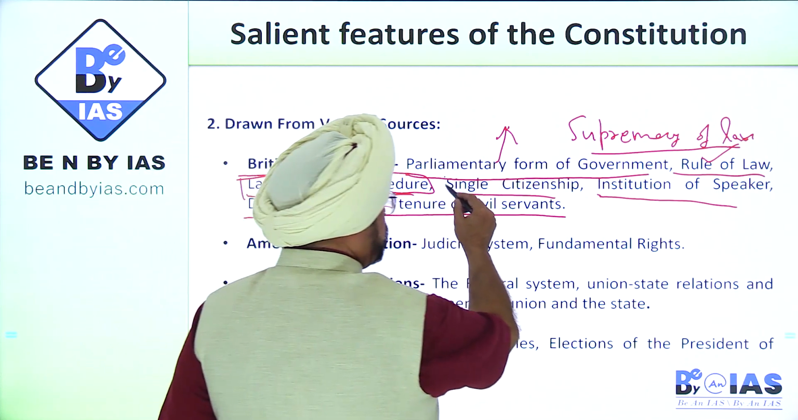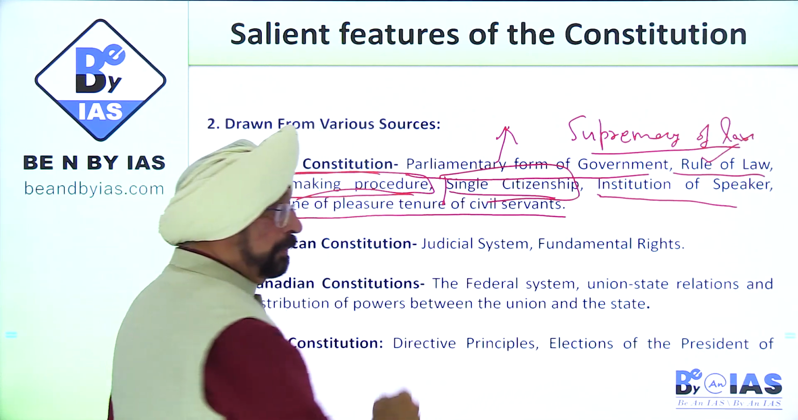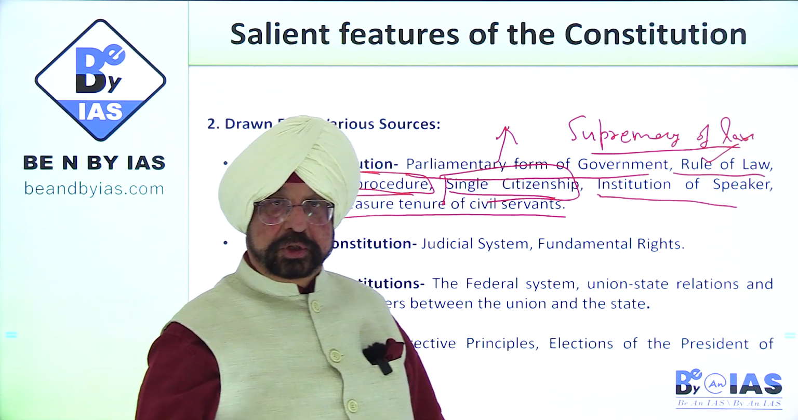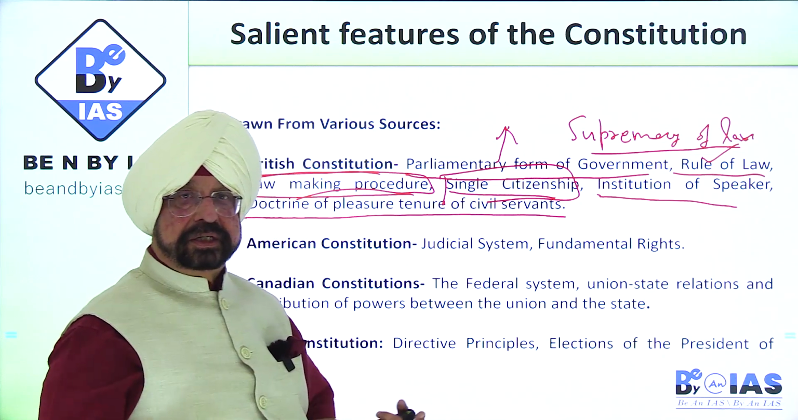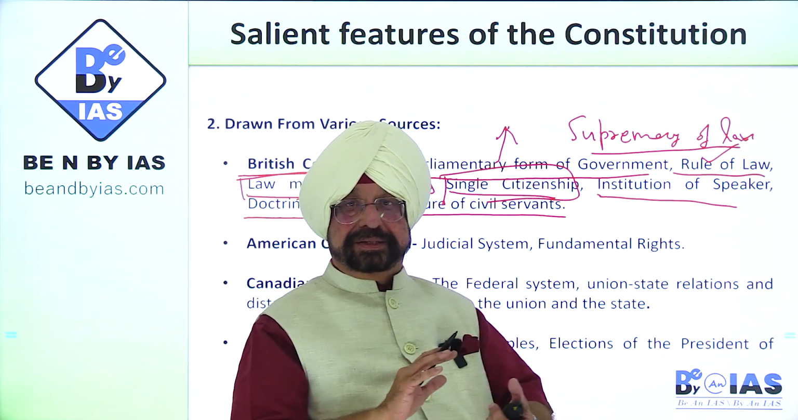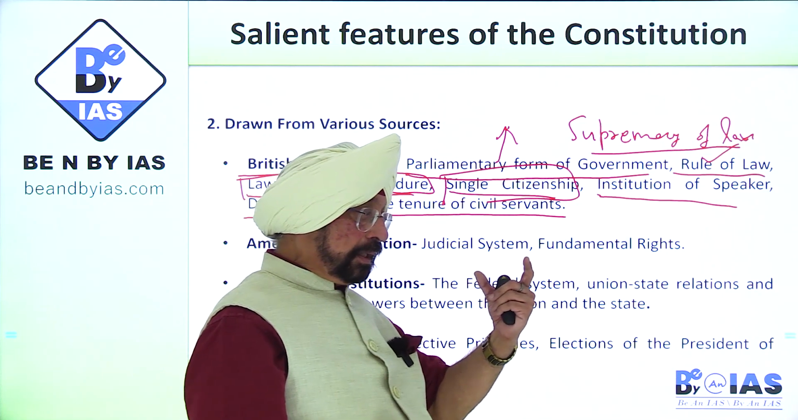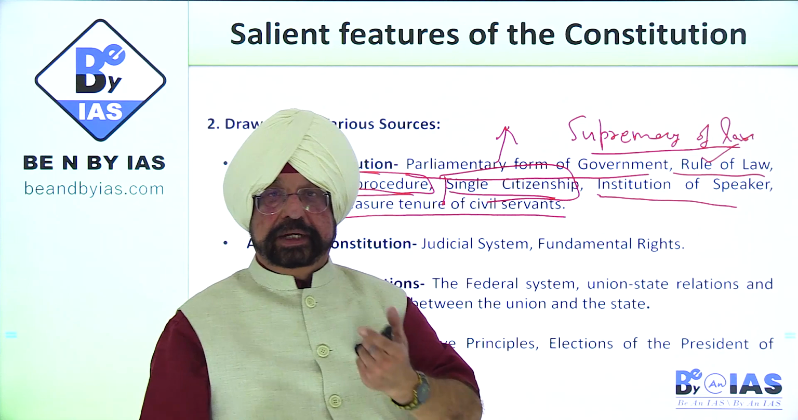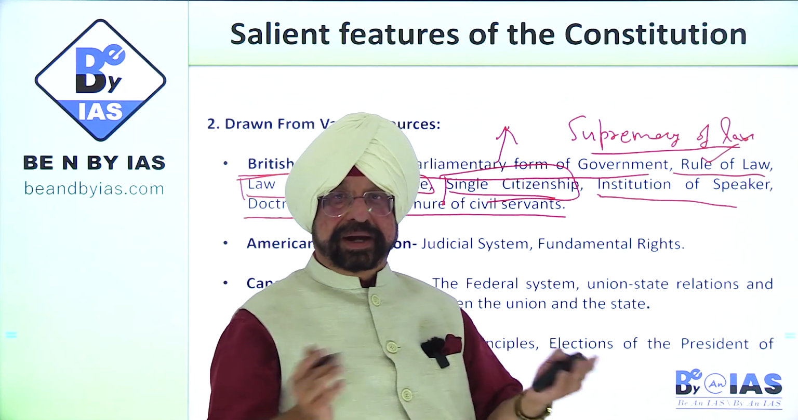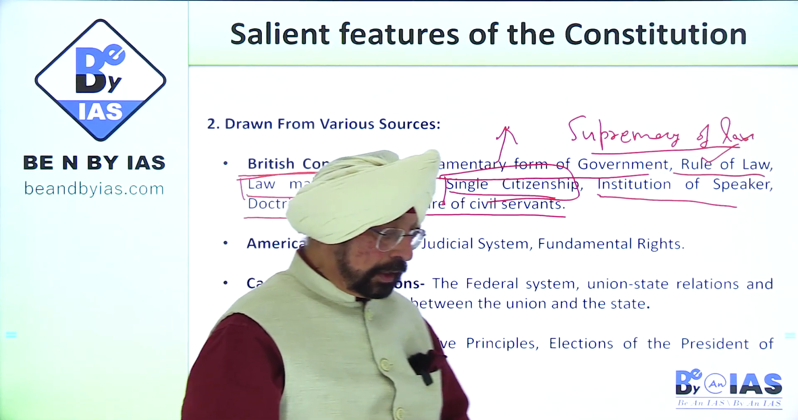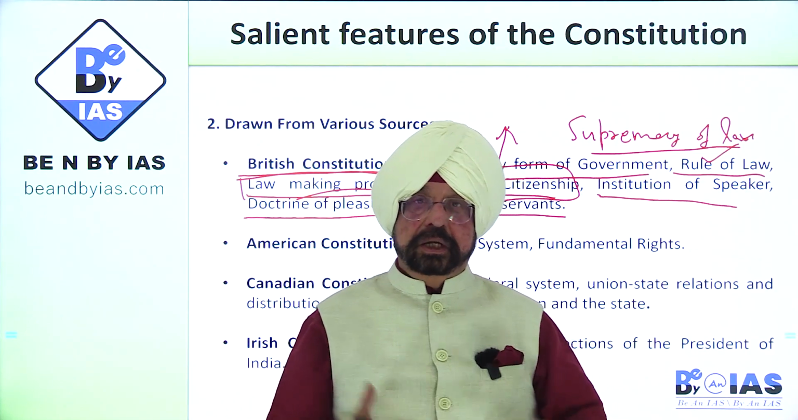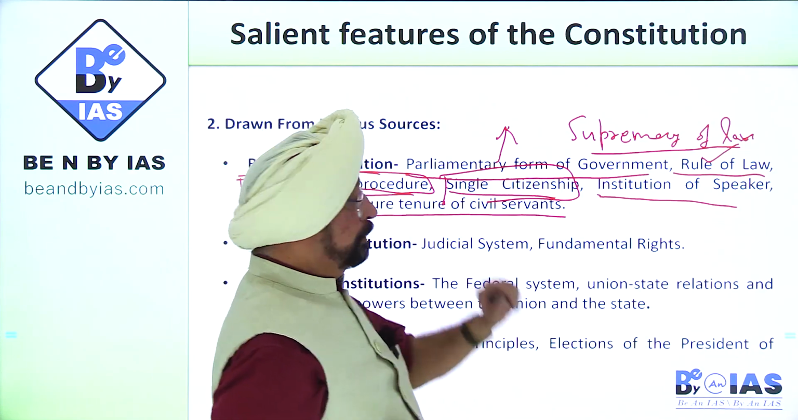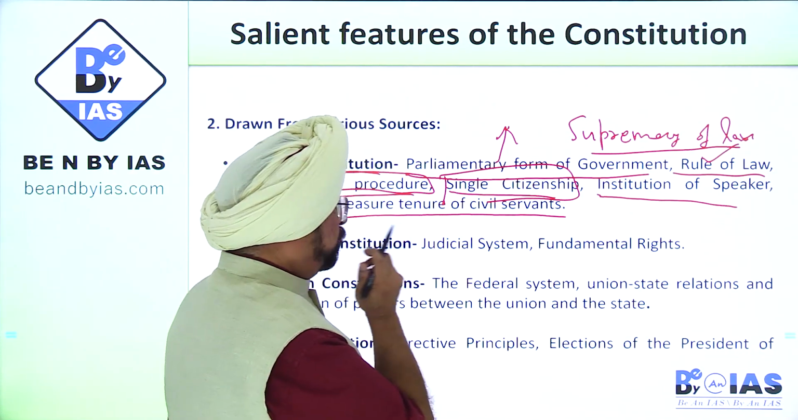We have single citizenship as compared to dual citizenship in the case of USA. So we have single citizenship. There are no different citizenships of the union and of the respective states. Though we have a federal structure of governance, still we have a single citizenship that has come from the UK.